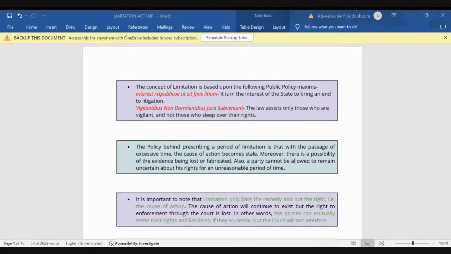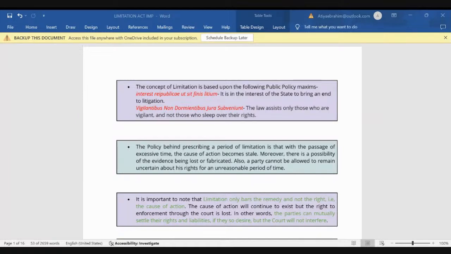Clear to everyone? So these are important things you have to understand. It's a statute of repose, peace, and justice. It is there to quieten long positions and extinguish stale demands. There are two maxims which I have just told you, right? It is in the interest of the state that there should be an end to litigation, and law will assist only those who are vigilant and not the ones who are sleeping over their rights.